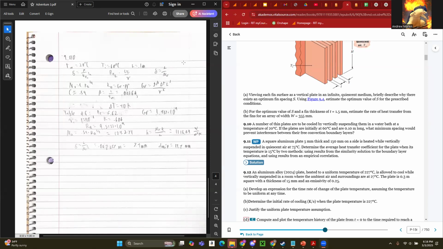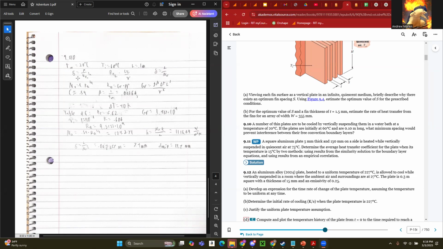So now, first thing I did, I wrote down the values just to help me remember them. Now, one thing that they mentioned is that they're using their free convection boundary layers. So this is free convection that just happens naturally due to buoyant forces.